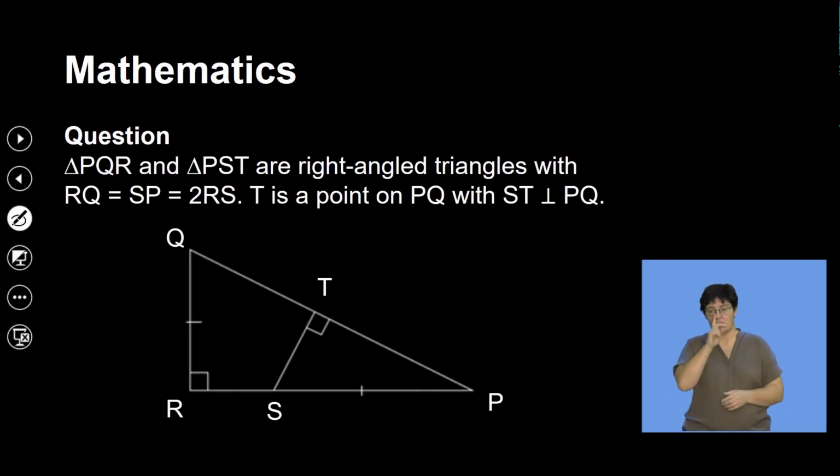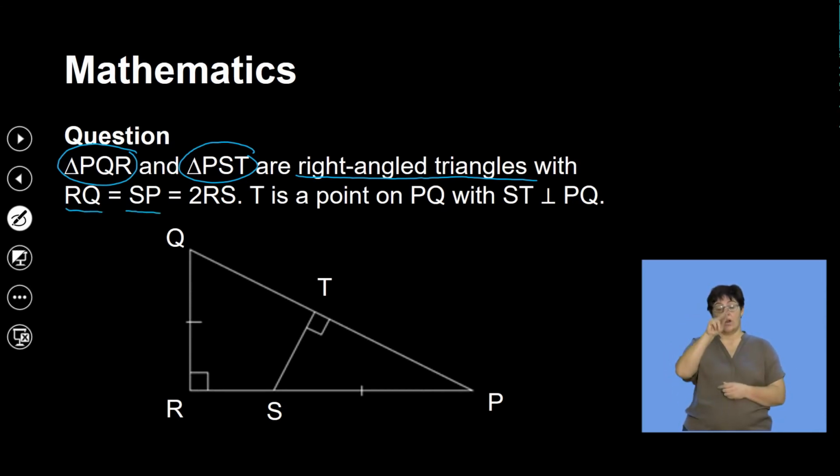Let's look at the first question. I'm just going to give you the statement, give you the diagram, we play around with it, and then we look at the questions. So they're saying PQR and PST, the two triangles are right-angled triangles, right? With RQ being equal to SP, which is equal to 2RS. So what will I do? I will let my RS be x. It makes QR, or my RQ, 2x, and it makes my SP 2x as well, you see.